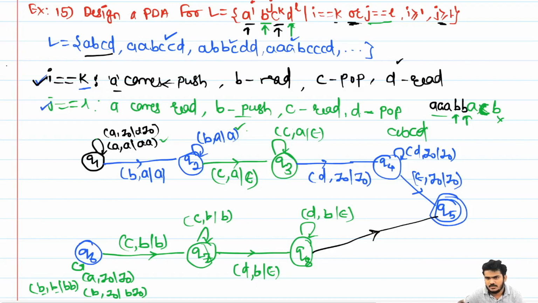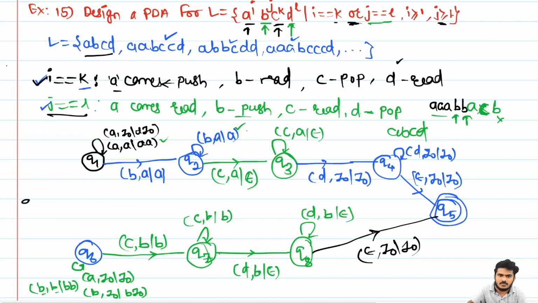I will use this particular state as the final state. So on epsilon, with the top of the stack being Z0, I will put that Z0 as it is and I will accept that string. Okay, so this is for when j is equal to l, but we want a combined PDA.